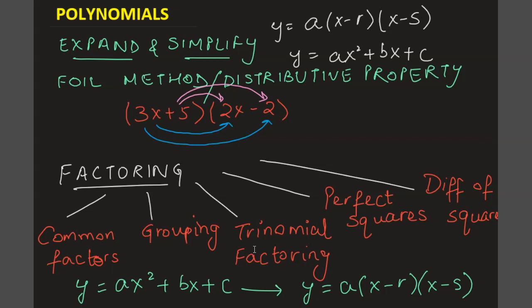In expanding and simplifying, we use the FOIL method or the formula method to change the polynomial from bracket form to a straight polynomial without a bracket. Whereas in factoring, we will be going back to the two bracket form. Let's learn how to do this.